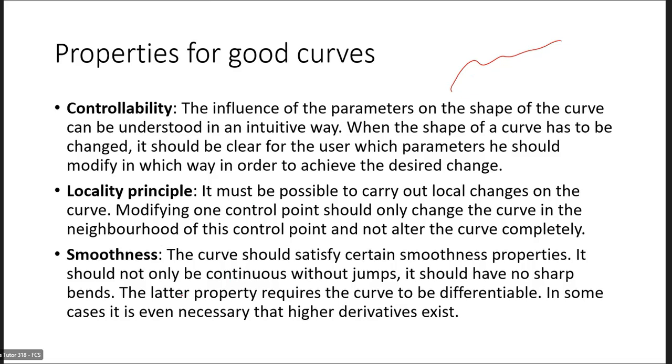The latter property requires the curve to be differentiable. So here we are talking about the math property. How can we know if the curve is smooth or not? If the curve has a derivative, it is smooth. If the curve doesn't have a derivative at all the points of the curve, that means the curve is not smooth. Any question about this? So these are the properties that the curve has to follow.